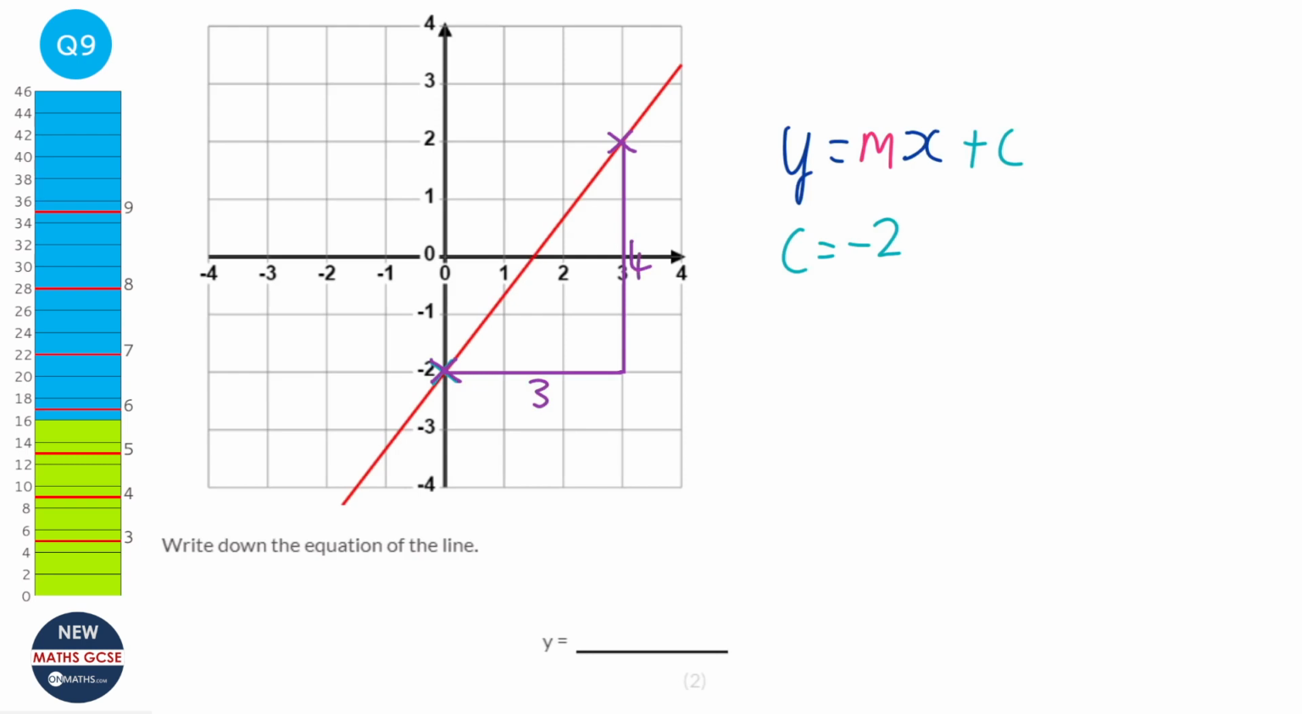Now, to find the gradient, what we want to do is we find out how much y has changed, so change in y, so that's how far up it's gone, which is 4, and put that over how far right it's gone, so the change in x, which is going to be 3. So our equation is going to be y equals 4 over 3 x minus 2.